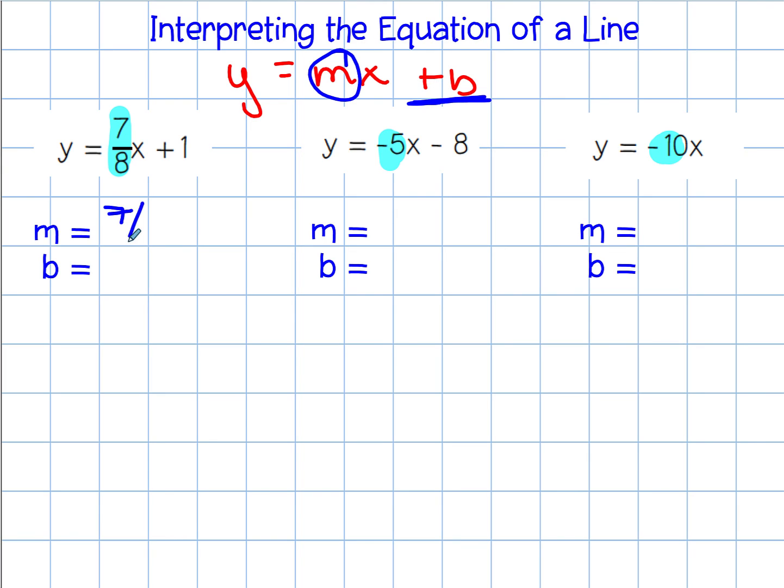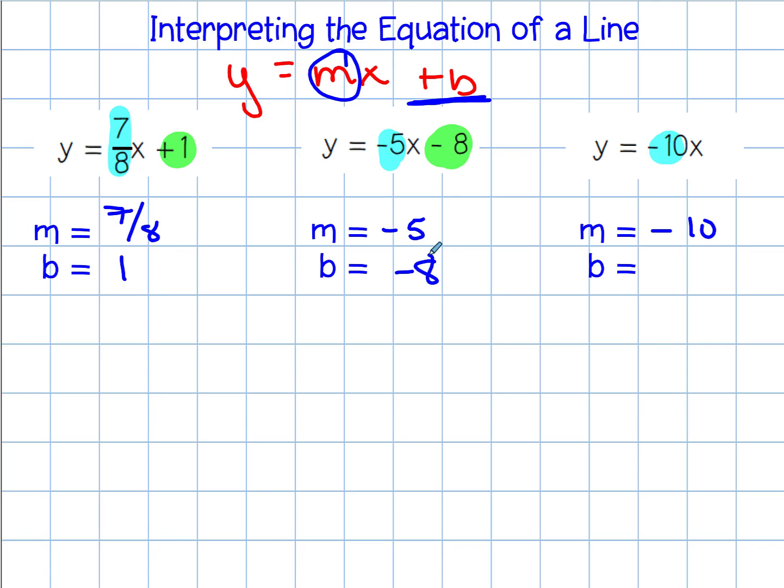So this line has a slope of 7/8. This line has a slope of -5. And this line has a slope of -10. And then the number that I'm adding or subtracting from the x term has to be my y-intercept. So here I'm adding 1, subtracting 8. Now the third one we'll get back to in a second, but let's write this down. So here, 1 is our y-intercept. -8 is our y-intercept in the second one.